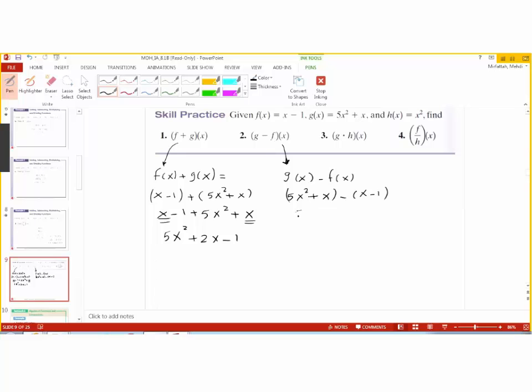So we need to distribute now. So we get 5x squared plus x minus x plus 1. Don't forget to distribute these. It's like a minus 1 out here. So you would get 5x squared. Looks like these add up to 0. So we would put plus 1.